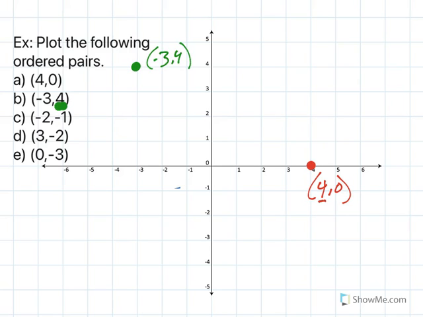All right, then we go to -2, -1. So I start with -2. Then I go left 2, and then I go down 1. So my point is -2, -1. Letter D, 3, -2. So I'm going to move right 3, 1, 2, 3, and then down 2. And there's my point. And the last one, 0, -3. Well, this 0 tells me I'm not moving right or left at all. I'm exactly on the y-axis. I'm just going to go down 3. So 1, 2, 3, and there's my point at 0, -3.